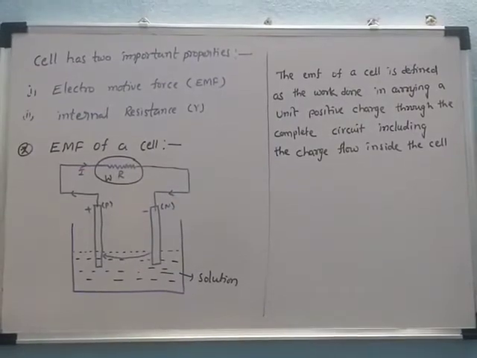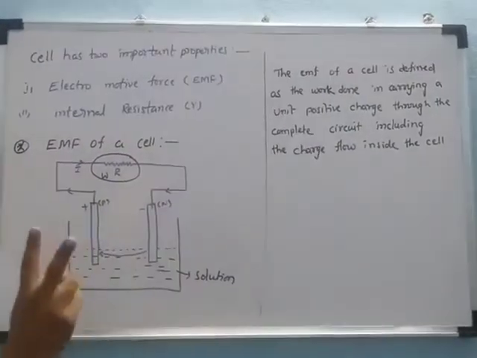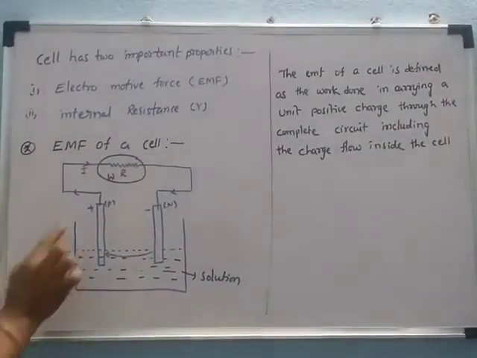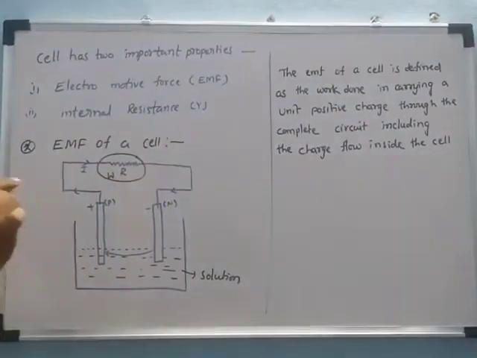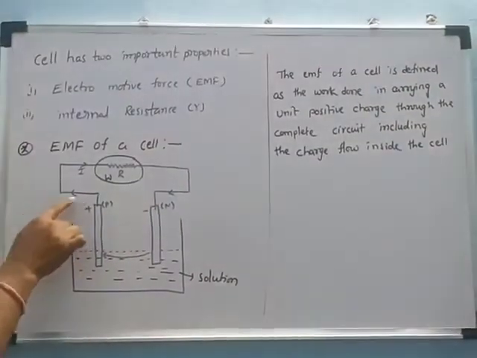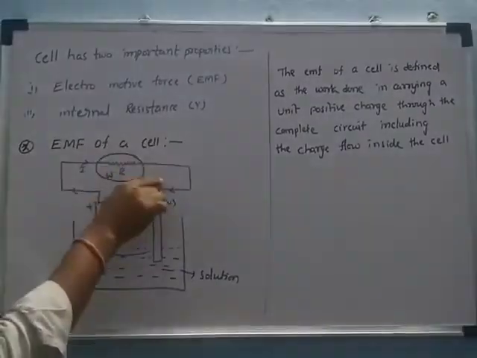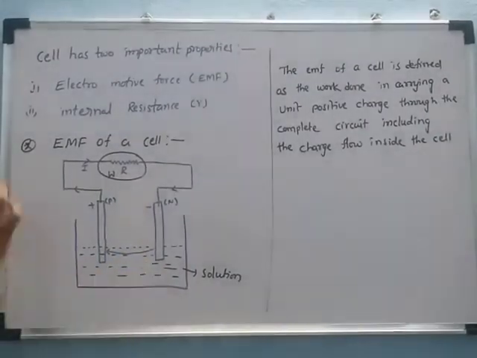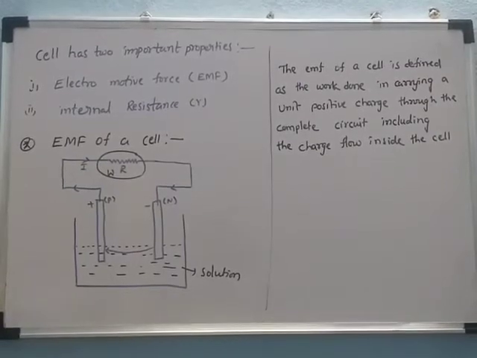So what is it? EMF is a cell. Cell is nothing but a battery. How many terminals are there? Two, positive and negative. The amount of work done in carrying a unit positive charge through a complete circuit, including the flow of charge inside the cell, is called the EMF.